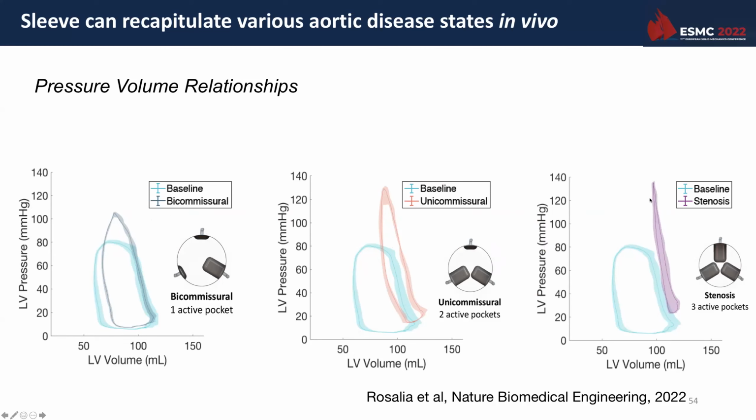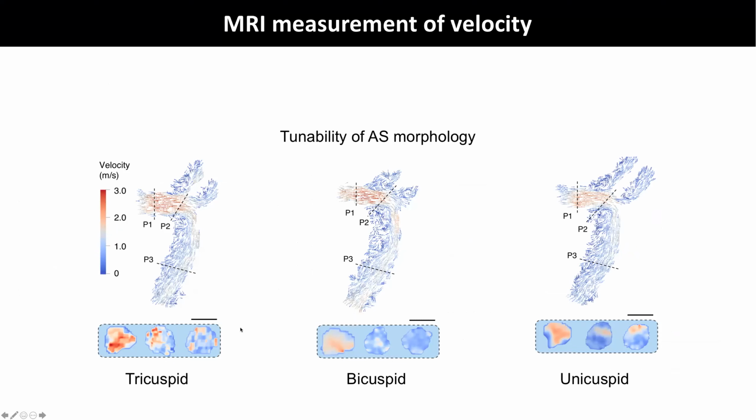The end goal for this is that we create a chronic pressure overload model, and we can induce left ventricular remodeling and potentially develop a model of HFpEF due to pressure overload. You can measure very accurately the flow with MRI at different levels in the aorta with different numbers of pockets actuated here. So you can look at tricuspid, bicuspid, and unicuspid aortic valve disease.